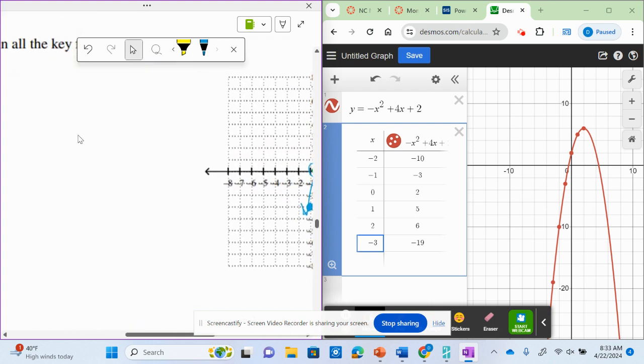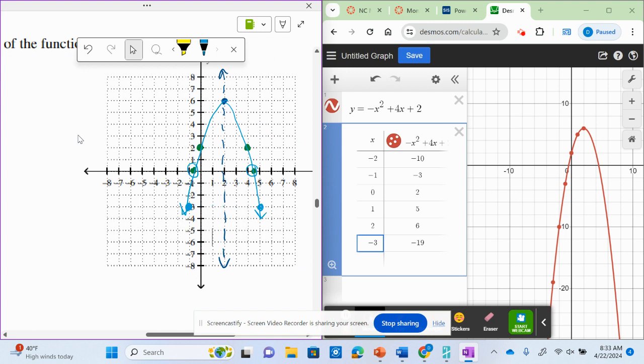Do we need to label these key features so you know what they are? Would that be helpful? So this is our AOS, and it's the equation x equals 2. This point right here is our vertex, and it's a maximum. This right here is my y-intercept. And these 2 points down here at the bottom are my roots. These are my roots.